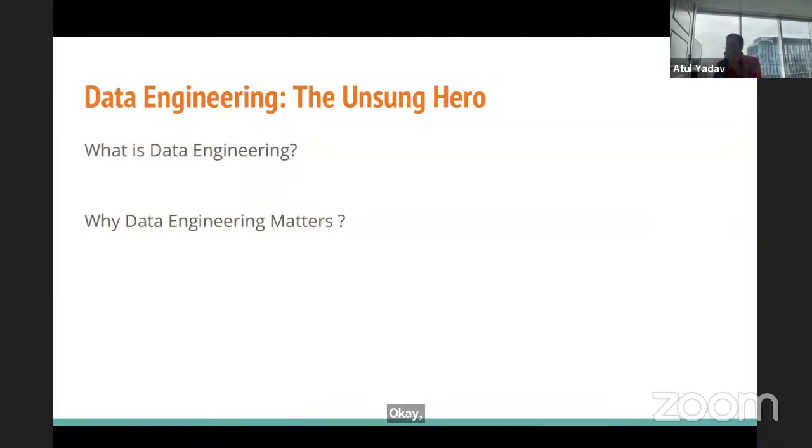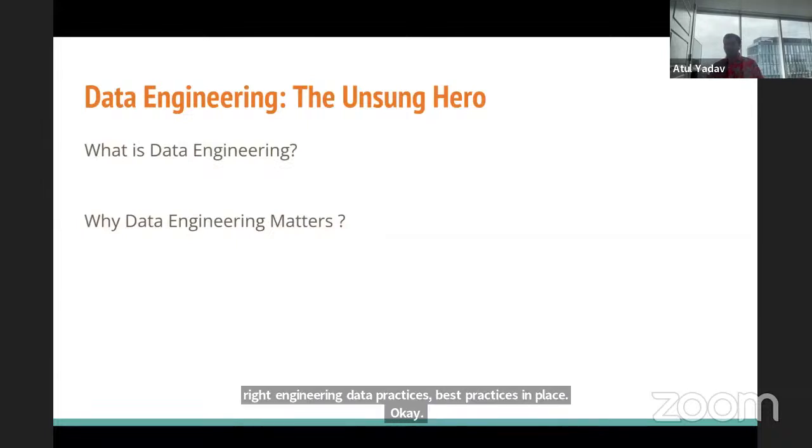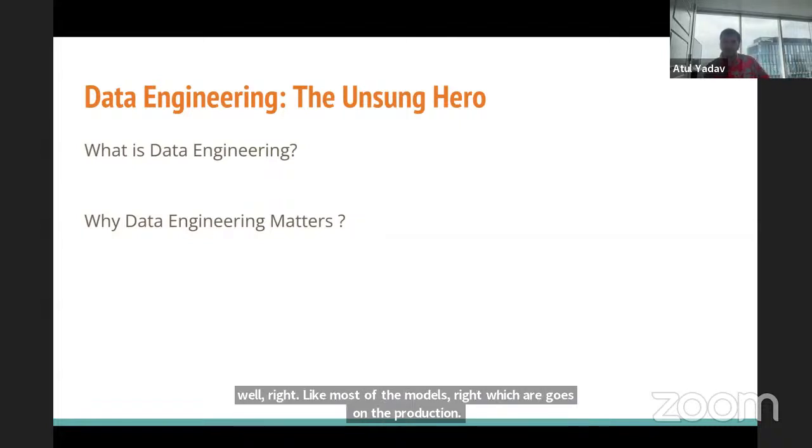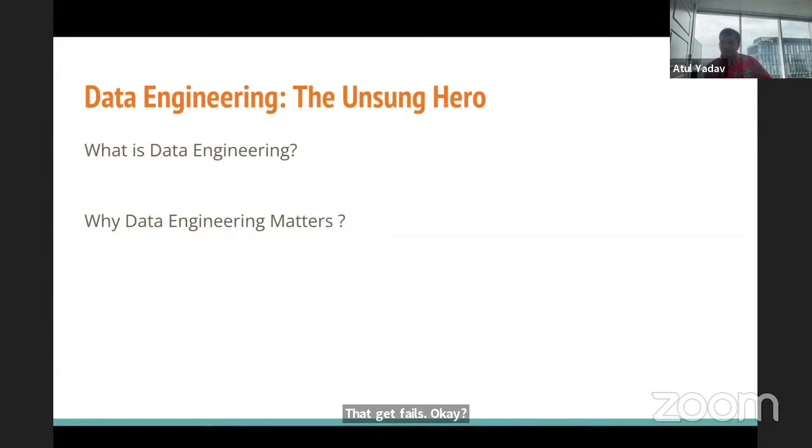As I said, data engineering is very much an underrated thing in the industry. If you don't have the right data engineering best practices in place, you will run into issues every time. And if you have heard, most of the models that go into production fail, or they are not adding value to the business, because they don't know how to get the right data and how to train the models with the right data in real time.